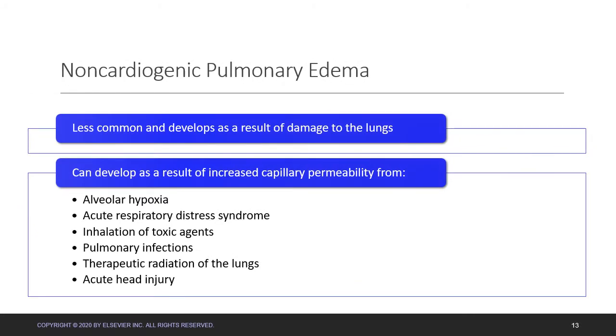Now we'll talk about non-cardiogenic pulmonary edema. This is less common, however, and develops as a result of damage to the lungs. It can develop as a result of increased capillary permeability from alveolar hypoxemia, acute respiratory distress syndrome, or ARDS, inhalation of toxic agents, pulmonary infections, therapeutic radiation of the lungs, or acute head injury.